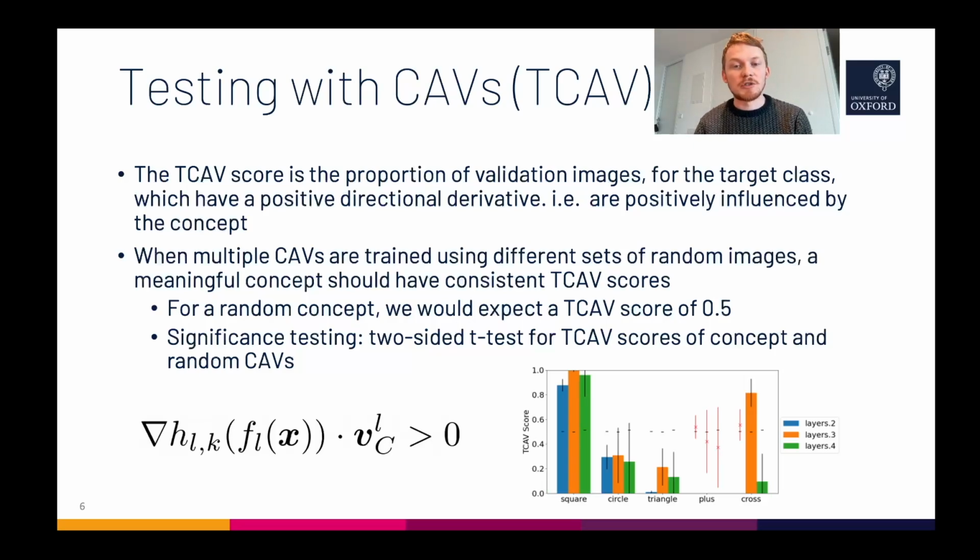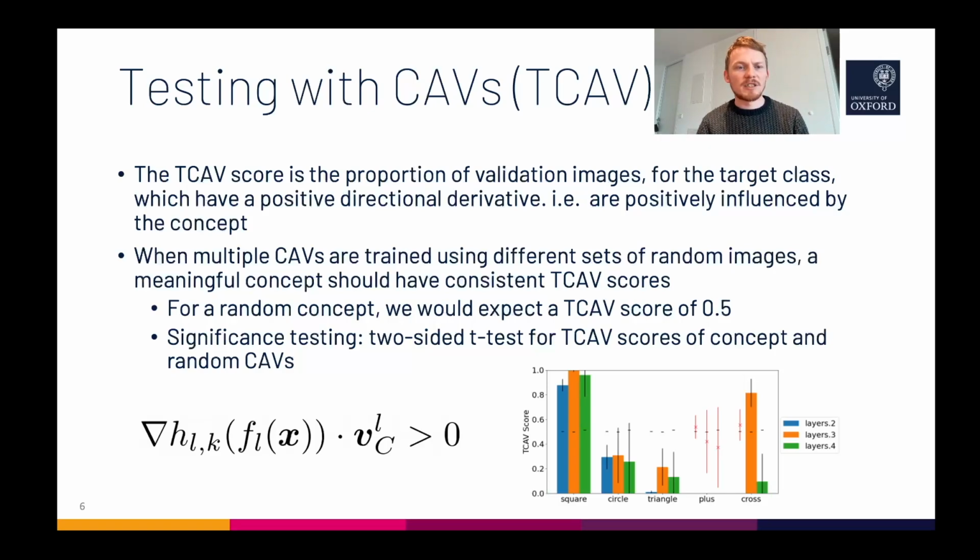We don't just use the directional derivative in its raw form, we actually can binarize it and also take it across a whole range of images. So the TCAV score is a proportion of the validation images for which the target class has a positive directional derivative, i.e. this suggests that the model is positively influenced by that concept.